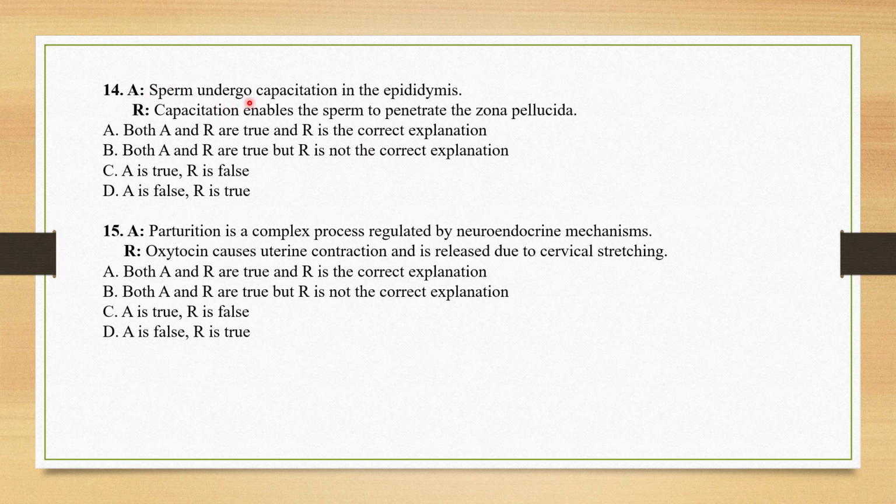14. Sperm undergo capacitation in the epididymis. Is it a true statement? I don't think so. Reason: capacitation enables the sperm to penetrate the zona pellucida. Okay, that is true. So here, capacitation, where does it occur? It occurs after ejaculation in the female reproductive tract, mainly in the uterus and fallopian tube.